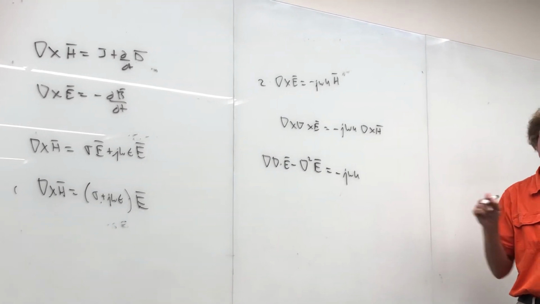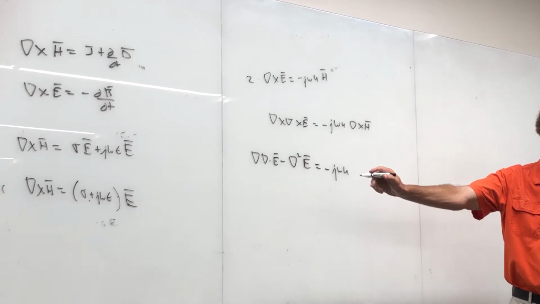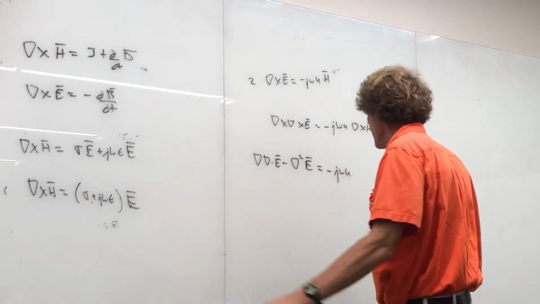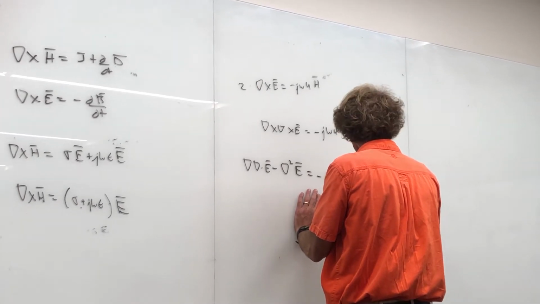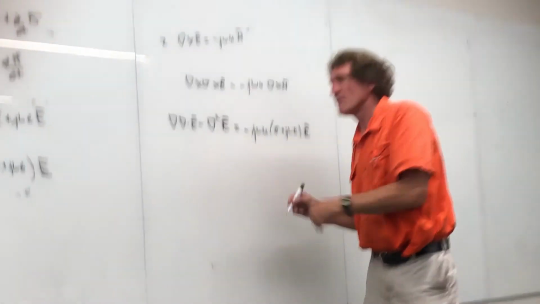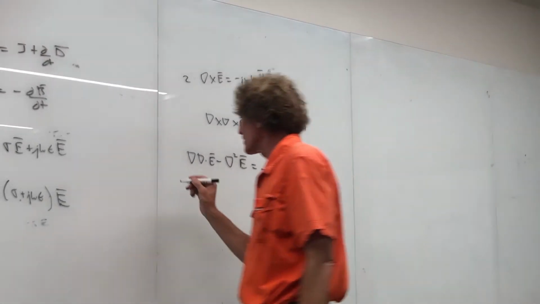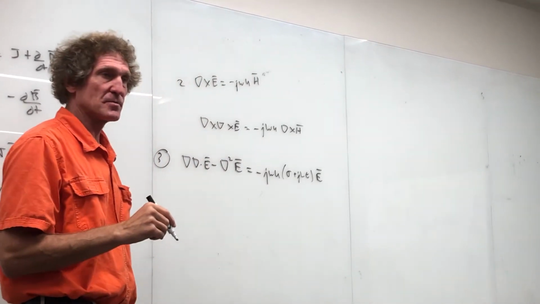Well, substitute. Look down there at 1, right? I can substitute the curl of H with this, and that means it's going to be sigma plus j omega epsilon times E. And now I have one equation with one unknown. That's equation 3. Everybody with me on this one?